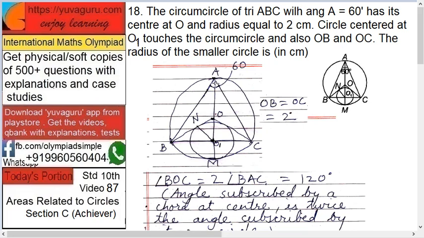A circle centered at O1. Now there is another circle O1 which touches the circumcircle and also OB and OC. See, this is the circumcircle. This O1 circle touches this circle at M and also it touches OB and OC. The radius of the smaller circle is, means we want this smaller circle's radius O1N. So both these figures are the same. I thought they were different, but they are the same figure. So OB equals OC equals OA equals 2, given.